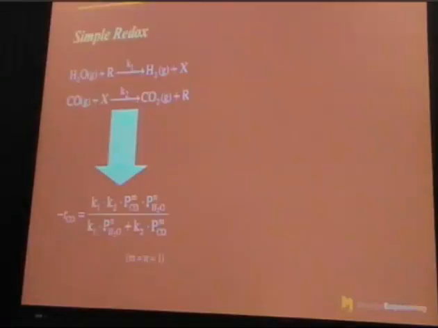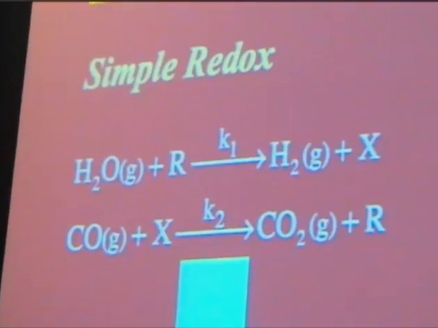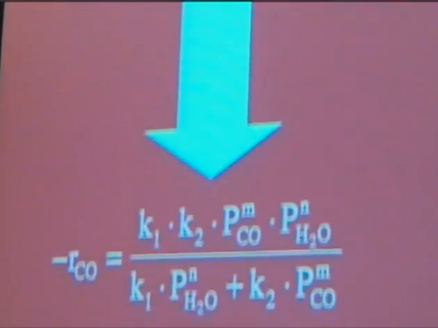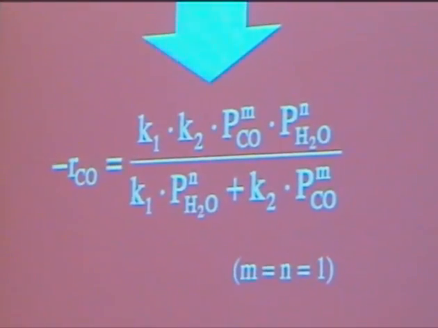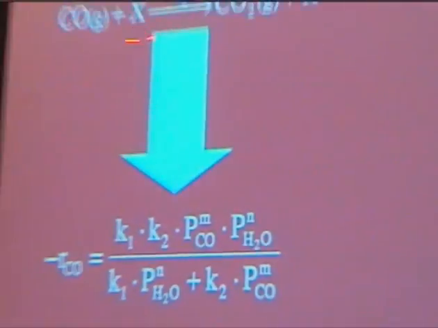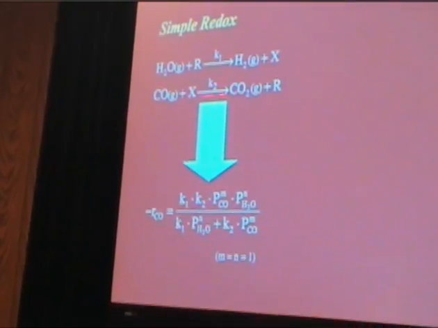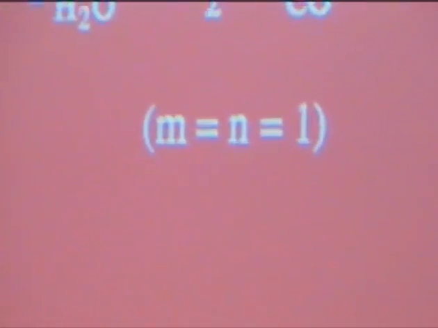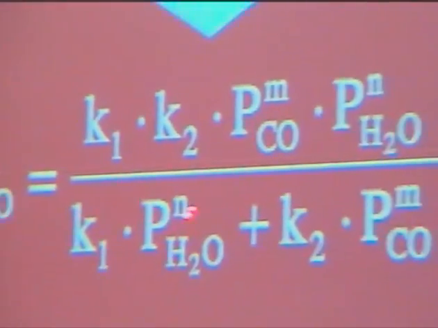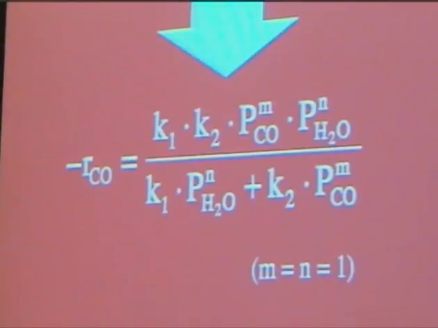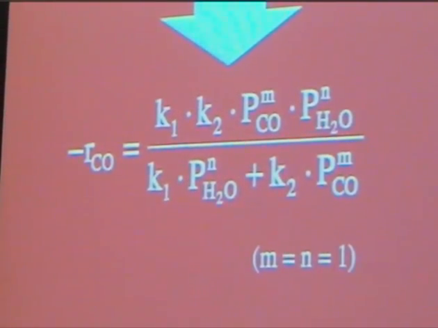The first thing we did was set up the simple redox model to see if the gold follows the redox mechanism. As you can see here, the water dissociates on the reduced site of the gold, and then the CO2 is produced from the CO and oxygen from the support. In this rate expression, you can clearly see the rate is pretty simple, and it is totally independent of the partial pressure of CO2 and hydrogen.